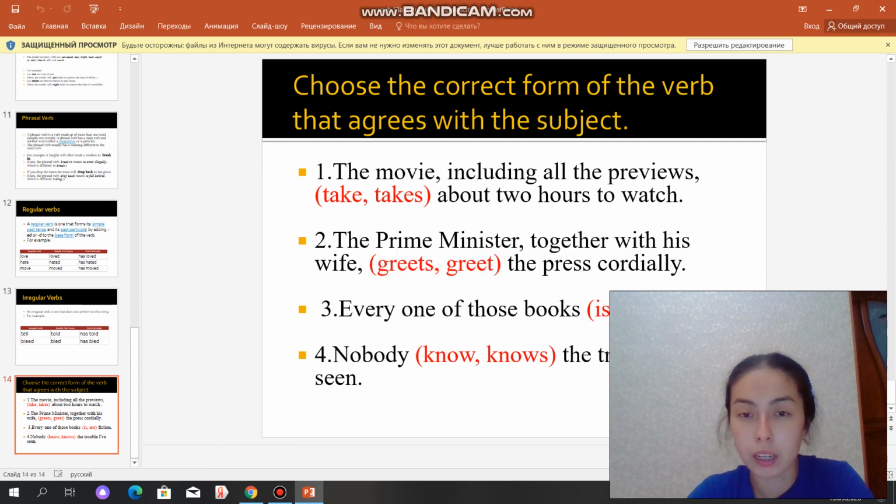Then we have last exercise. For example, here, choose the correct form of the verb that agrees with the subject. For example, the first one, the movie, including all the previews, takes about 2 hours to watch. Movie, it, да, we can, с movie мы можем заменить с местоимением it, поэтому тут takes. The prime minister, together with his wife, greets the press cordially. Together with his they, да, может, тут уже будет greet.